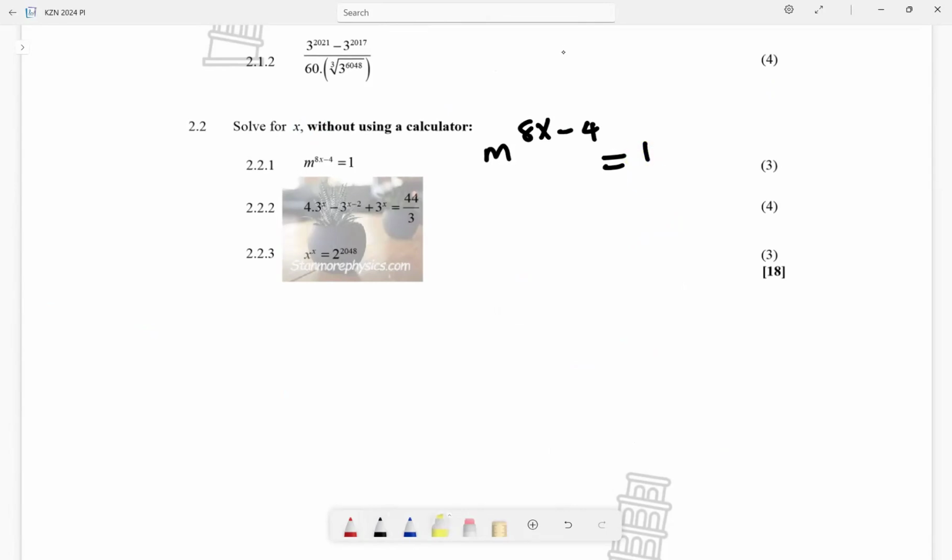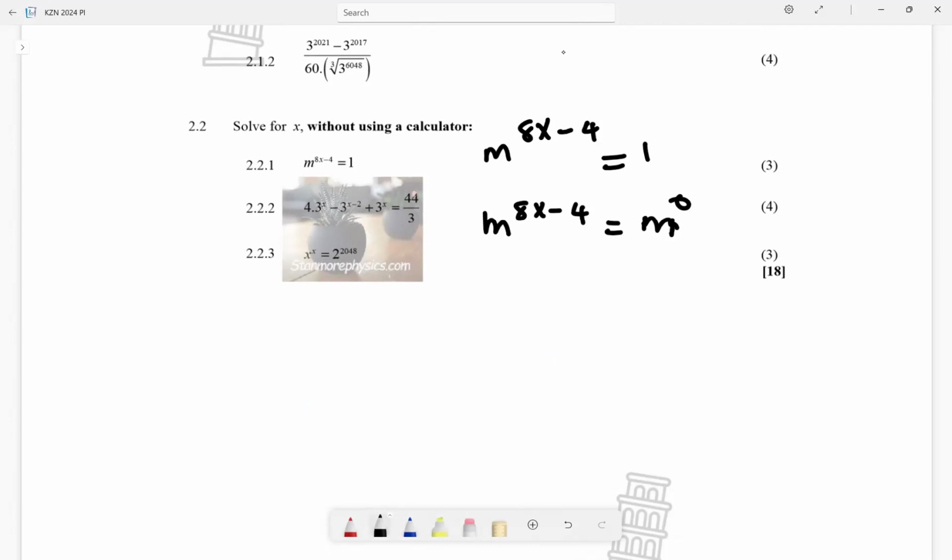But is there something I can do to this one and make it to the base of m? Remember, yes, I can do that. Why? Because anything to the power of 0 is 1. So m to the power of 0 is the same as 1. So I can rewrite this as m to the power of 8x minus 4 equal to m to the power of 0, which is the same as 1.